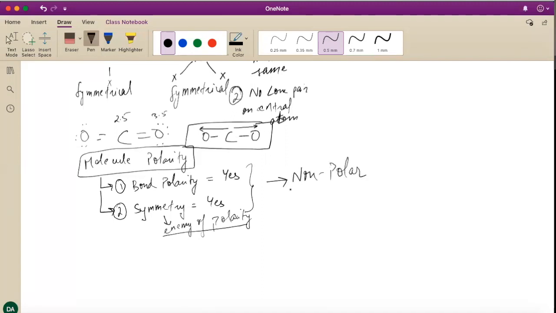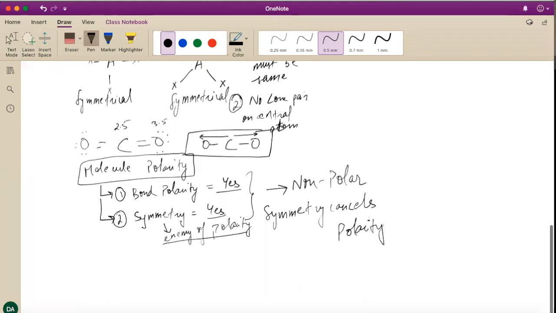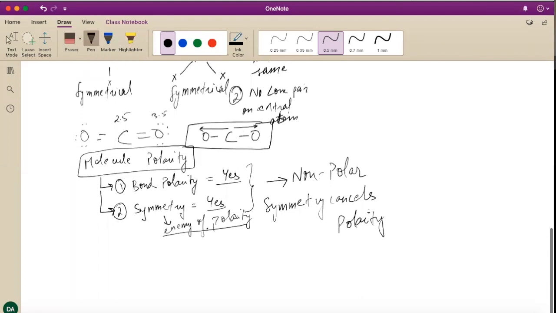And this is coming from the fact that the bond is polar, but there is symmetry which cancels the polarity. So guys, you can write that here, that symmetry cancels polarity. And why does it cancel it out? So you see this example, CO2 example? Yeah. So let me draw that again.